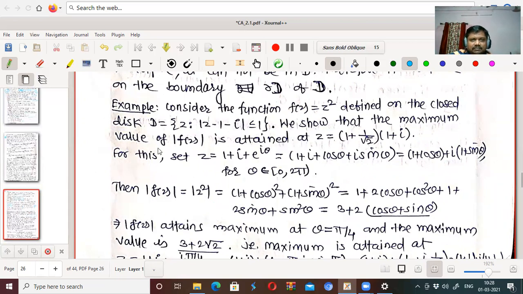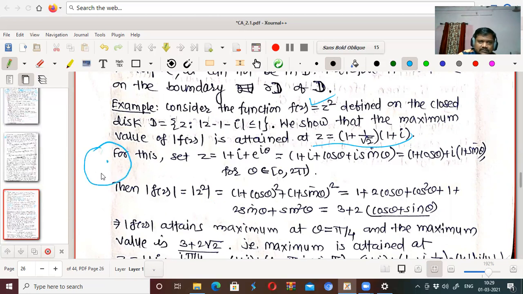We show that the maximum value of modulus of f of z is attained at z equal to... We want to prove that this function has its maximum value at z equal to 1 plus 1 by root 2 into 1 plus i. This is a complex number. At this point, we want to show that f of z has the maximum modulus value. Okay, where D is your what? Our D is what?